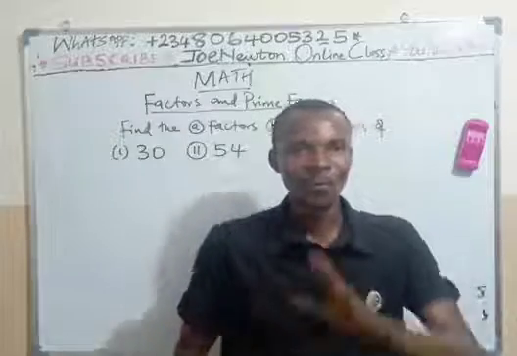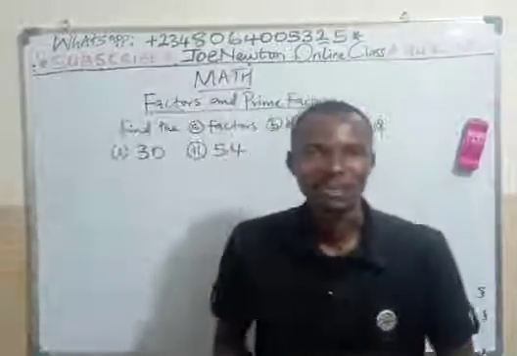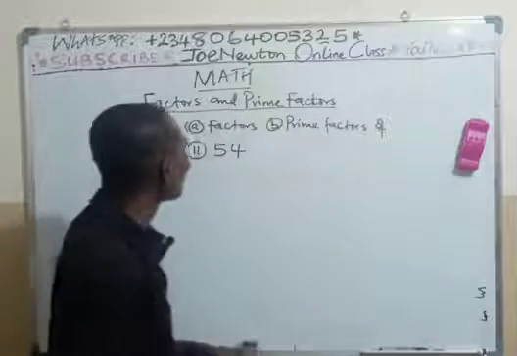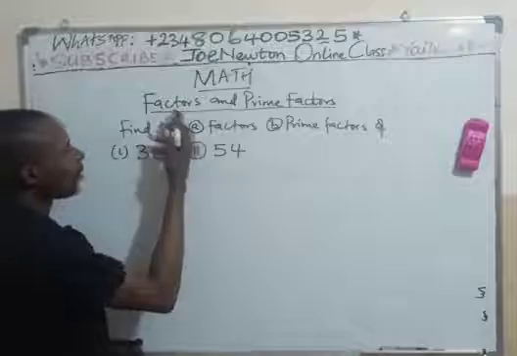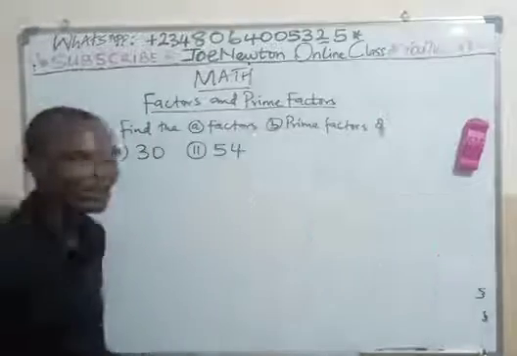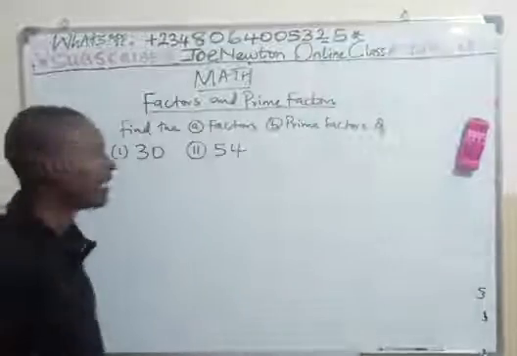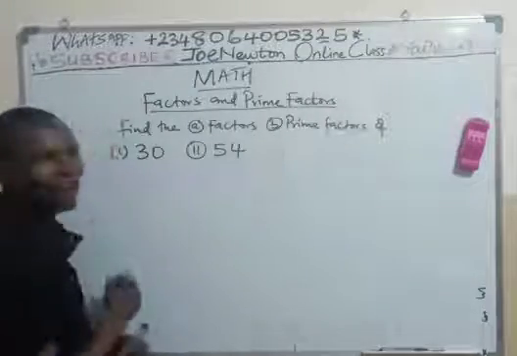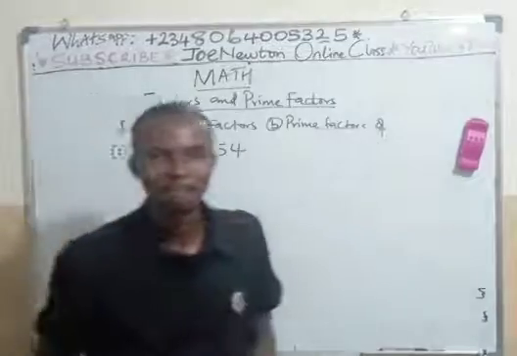In this video, we are going to look at this task on the board. This is basic mathematics for us to enjoy. Now look at this. We are asked to look at factors and prime factors, of course. Then we have a task on the board demanding us to find the factors and prime factors of these numbers, 30 and 54 respectively.